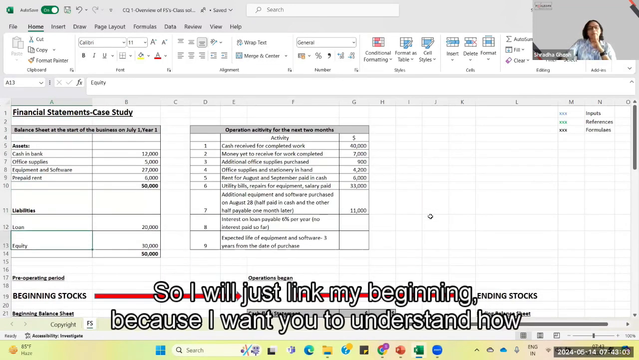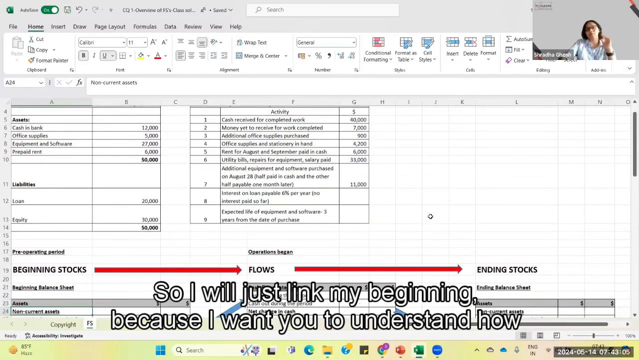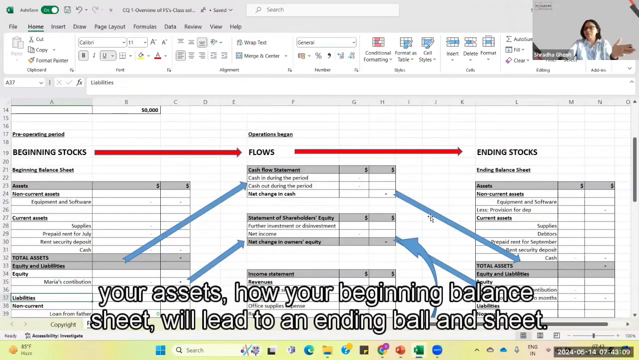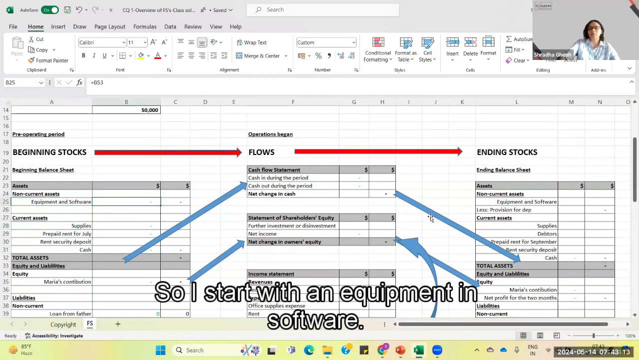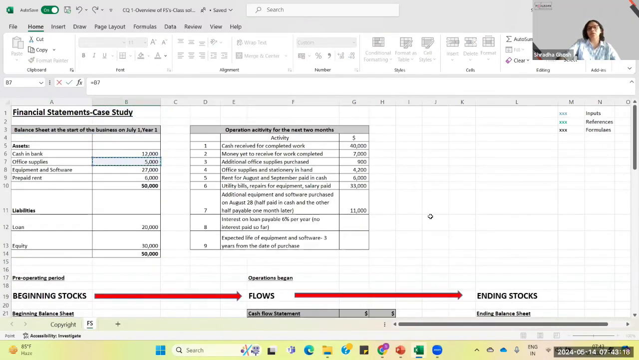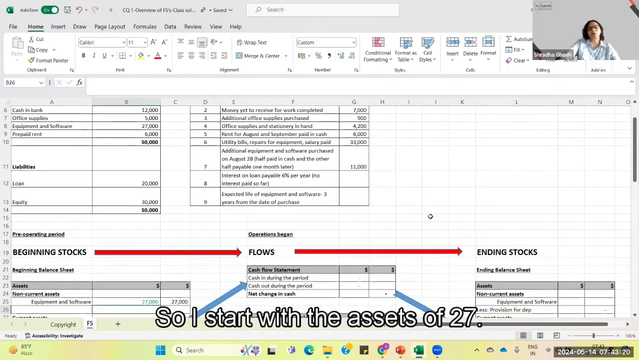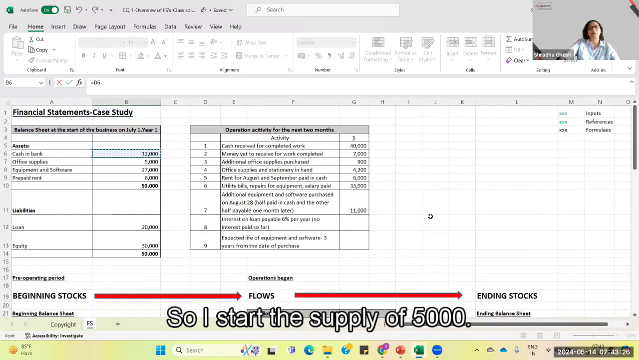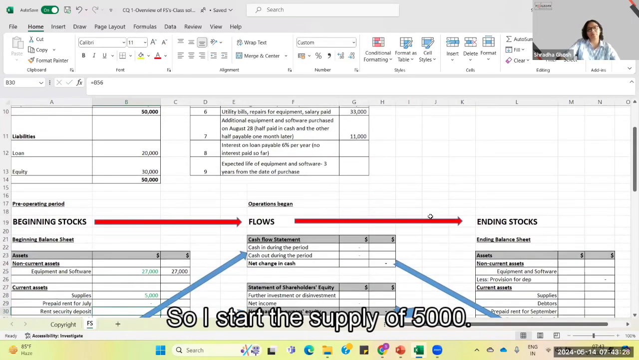I will just link my beginning balance sheet because I want you to understand how your beginning balance sheet will lead to an ending balance sheet. So I start with equipment and software, linking it with the figures I have got. I start with the assets of 27. I know that I got supplies and supplies cannot be fixed assets, so I start the supply of 5,000.